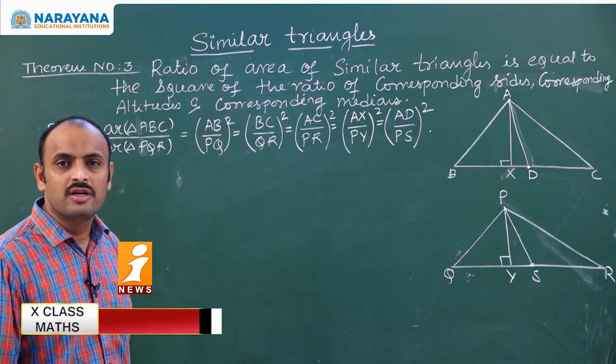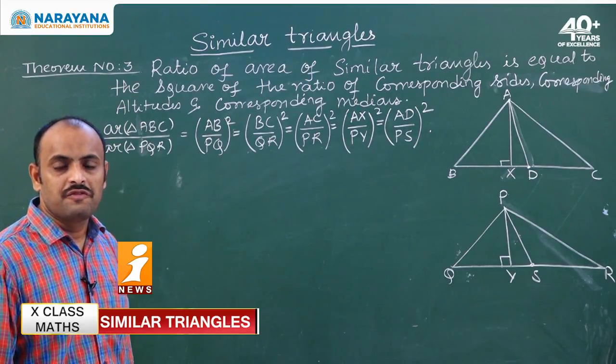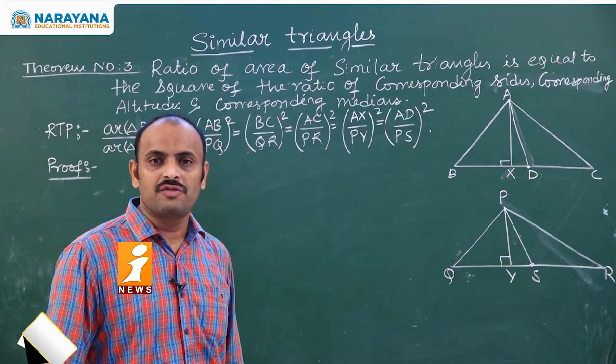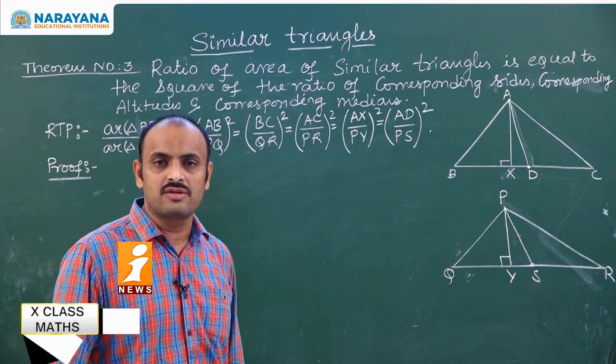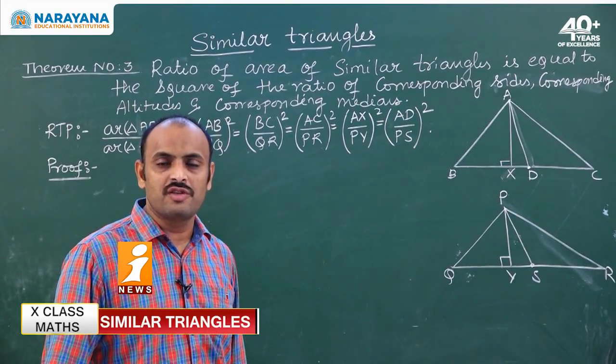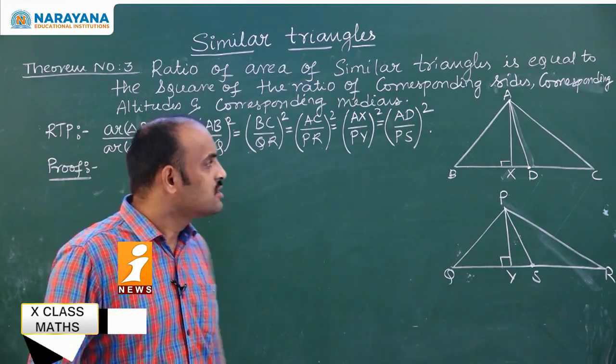We are going to see the ratio of area of similar triangles. If two triangles are given as similar triangles, then the ratio of the area of similar triangles is equal to the square of the ratio of the corresponding sides, the square of the ratio of the corresponding altitudes, and the square of the ratio of the corresponding medians.